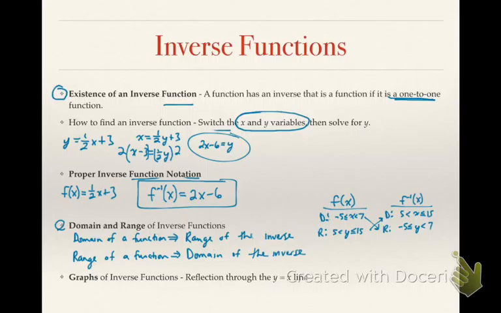There are other ways you can identify or find inverse functions or verify that they're inverse functions. The graphs of inverse functions, because you switch the x and y, are always going to be a reflection through the y equals x line. If you can reflect any kind of graph through that line, you're going to find its inverse. So the way you can find an inverse through points is if you're given the point 5, 3, that means that it goes to 3, 5 on its inverse. If you have negative 7 comma 5, that goes to 5, negative 7.